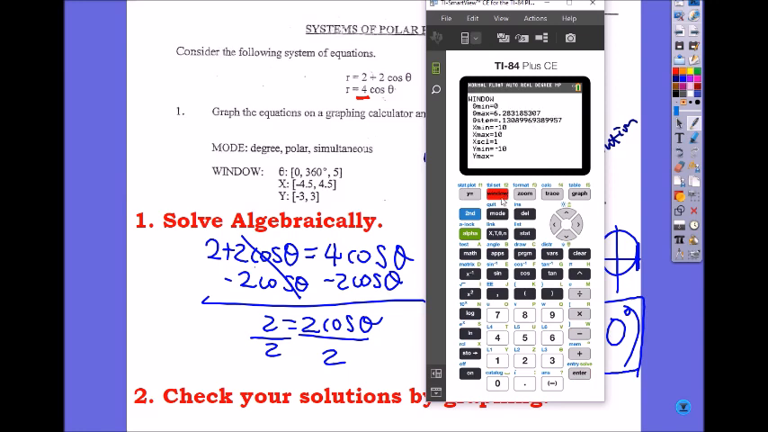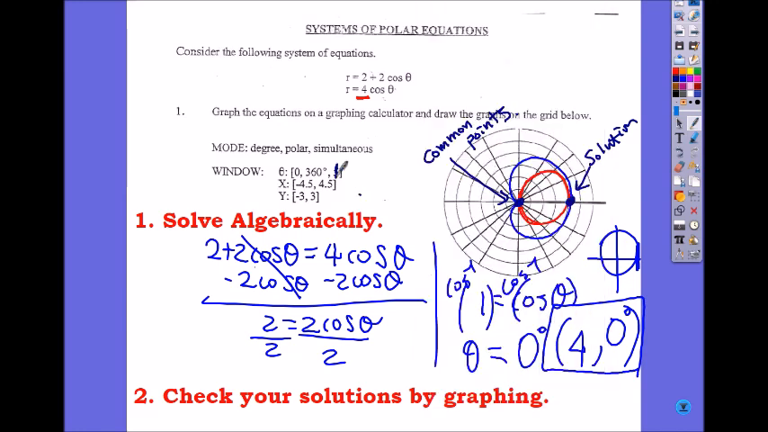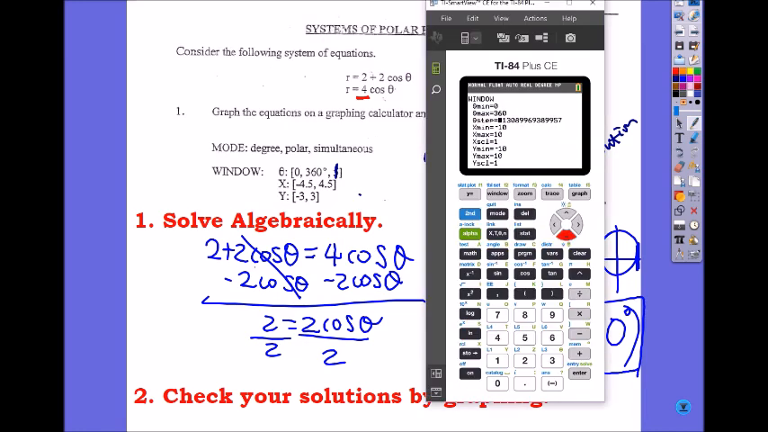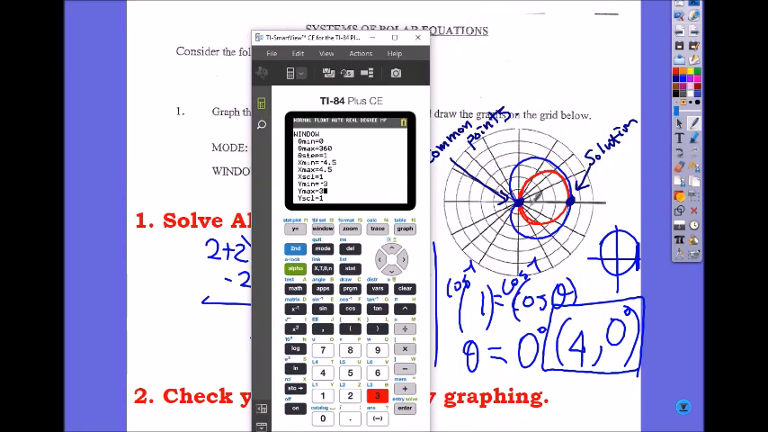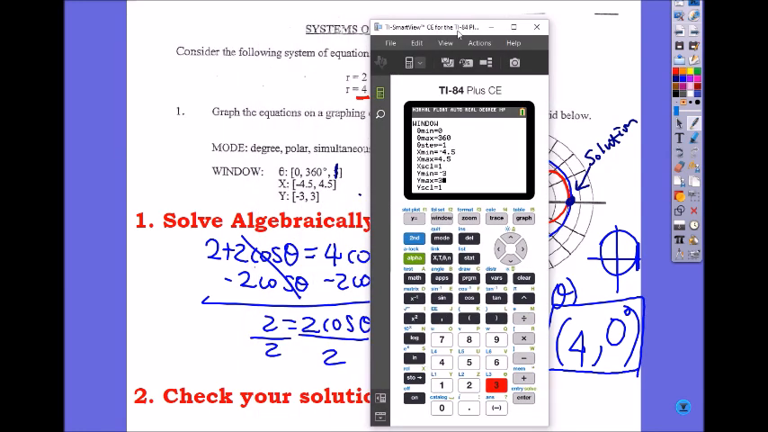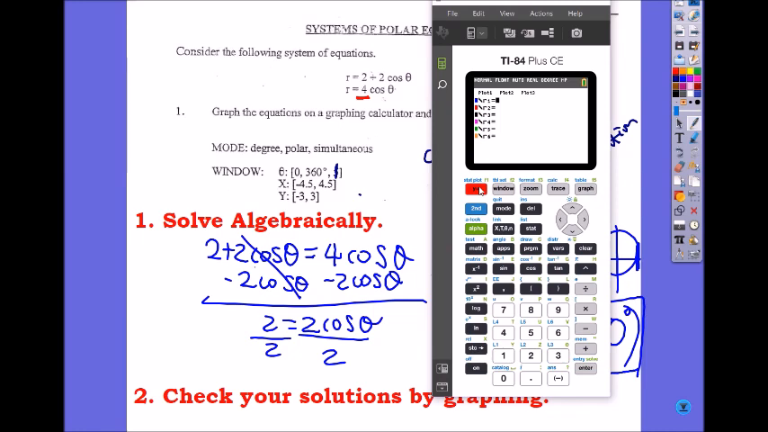So for the window, let's go to 0 to 360. And to make it graph slowly, let's change the step to 1. X will be negative 4.5 to 4.5, y negative 3 to 3. You can set up the window by looking at the size of these graphs, right? One more thing. You go to the y equals screen. Let's first put in the equation 2 plus 2 cosine theta, and 4 cosine theta.